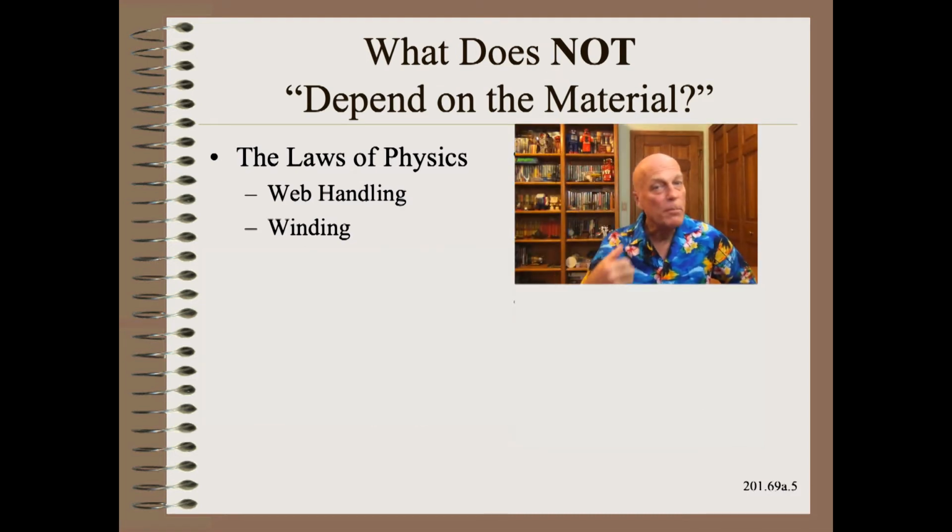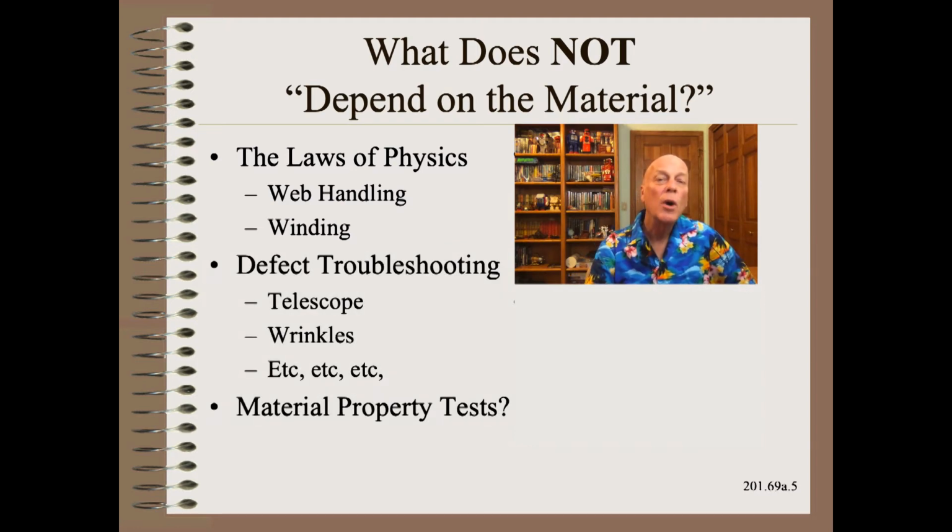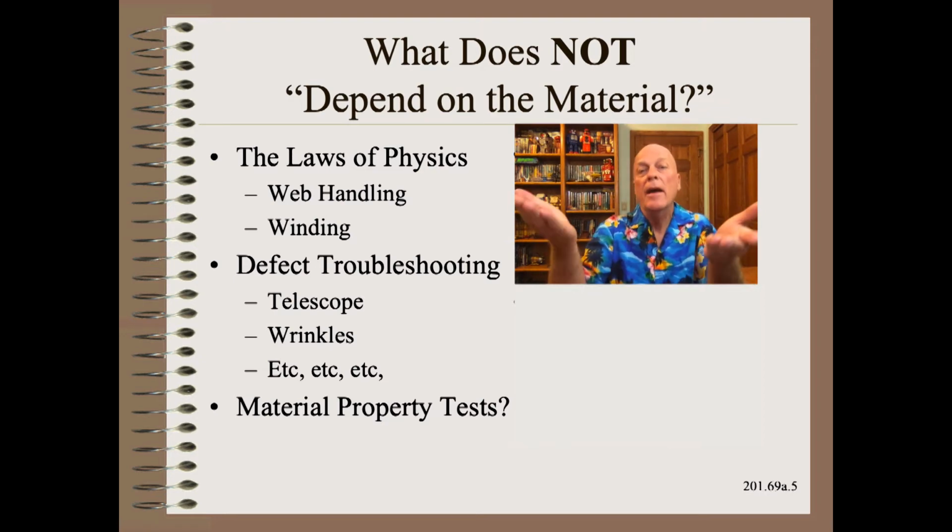Yet, despite the wide variety of materials, material test methods, and material test values, there are some things that do not depend on the material. Perhaps the most important is that the laws of physics for web handling and web winding do not depend on the material. It then follows that behavior or misbehavior also does not depend on material per se. Thus, no matter whether your wound roll telescope is on paper or film or a paper film laminate, you would begin troubleshooting the same way.